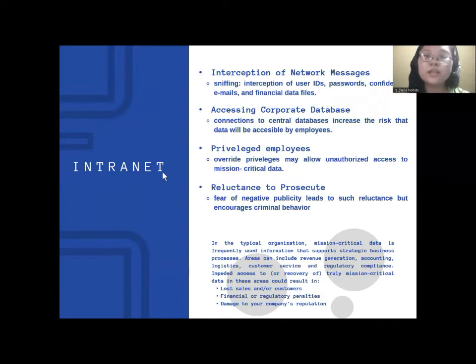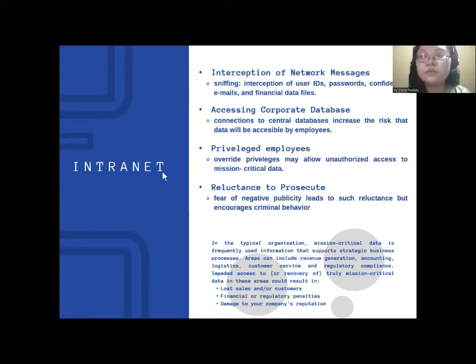Another risk is accessing the corporate database. The connections to central databases increase the risk that data will be accessible by employees. For example, outsiders have bribed employees who have access privileges to financial accounts to electronically write off an account receivable or erase an outstanding tax bill.